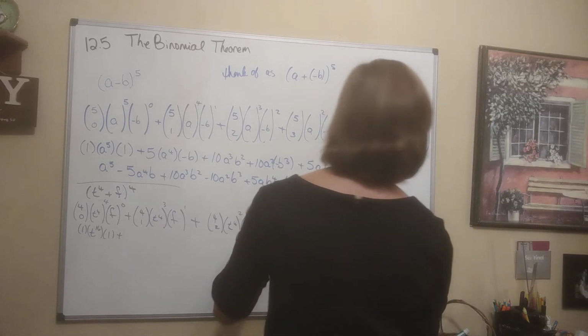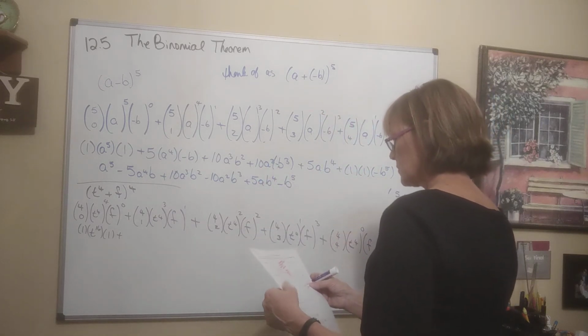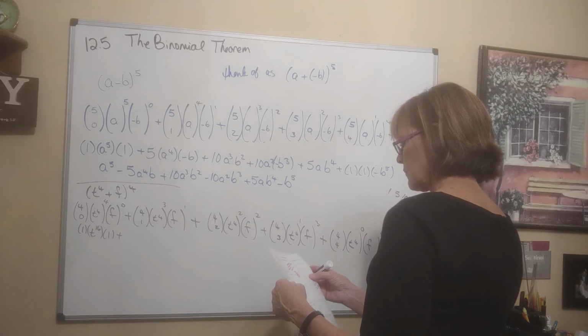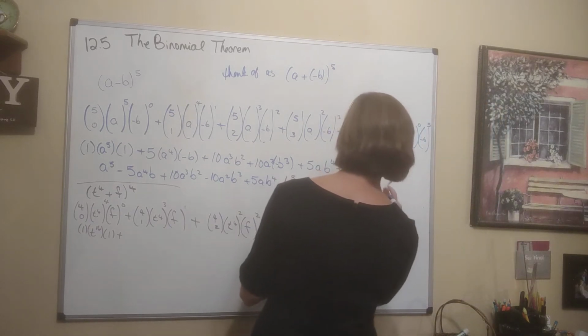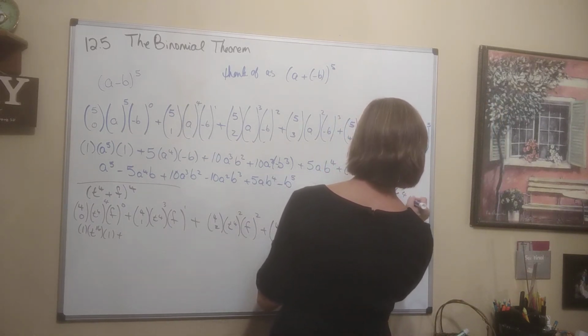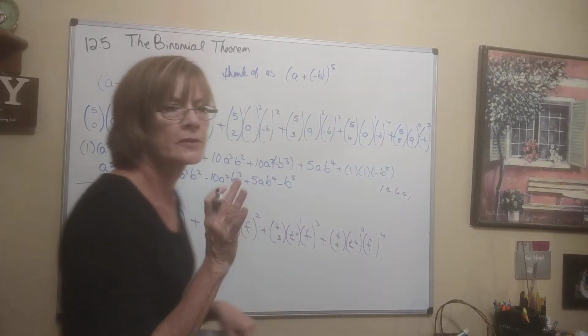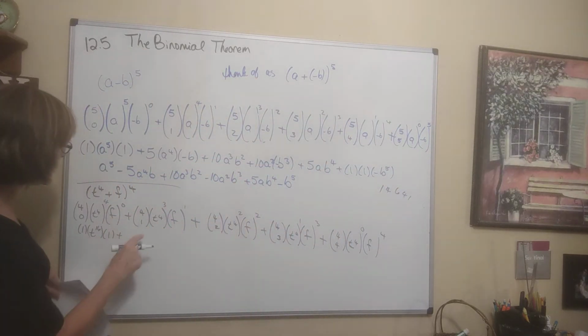Wait, no, that was 5. What is this? Maybe it's going to be 1 less than that. 1, 2, 3, 4. Oh, it's going to be 1, 4, 6, 4, 1. That's what it's going to be. Okay. No, it's on the wrong row. Okay. So this is a 1. This is going to be a 4.